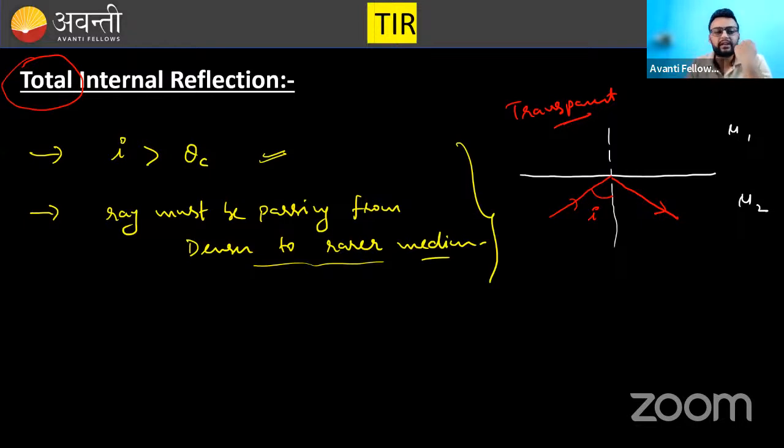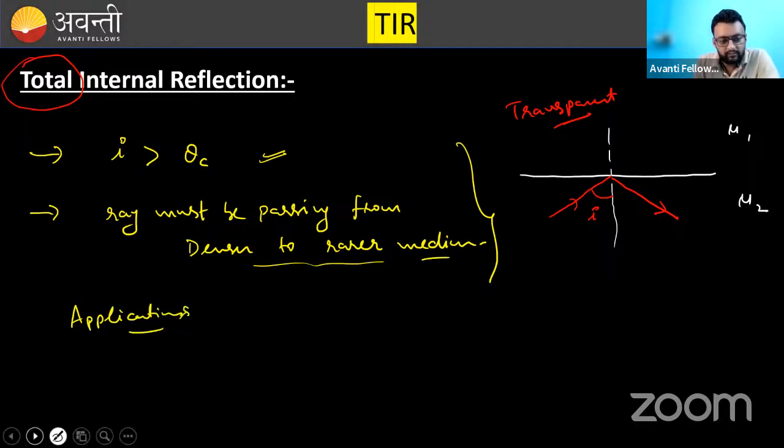Now there are various applications of this TIR phenomenon. One very famous phenomenon is the mirage effect. Just remember the names. Applications of this TIR. Remember the name, most of the time they ask you. One very famous is the mirage effect.